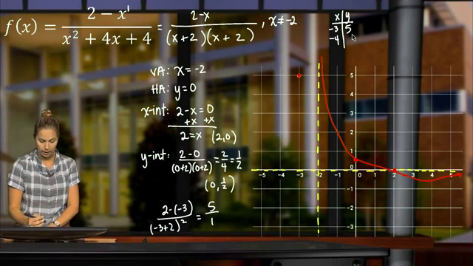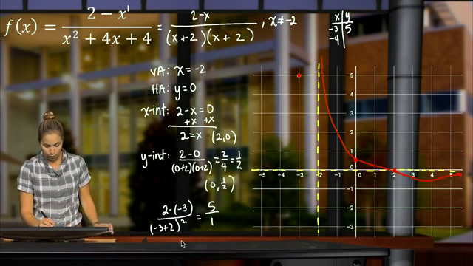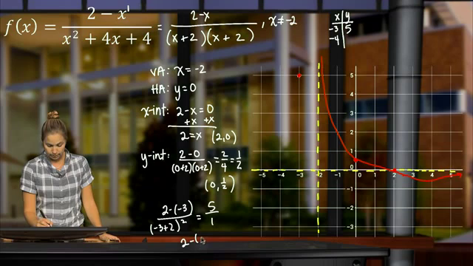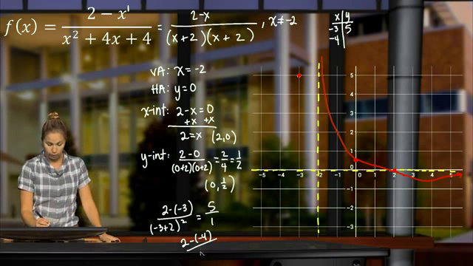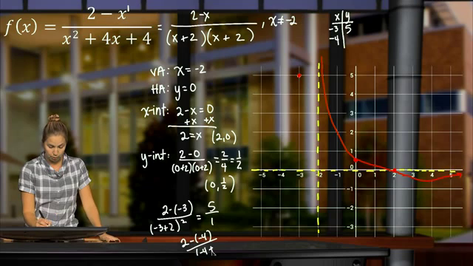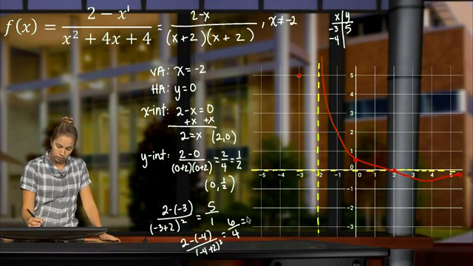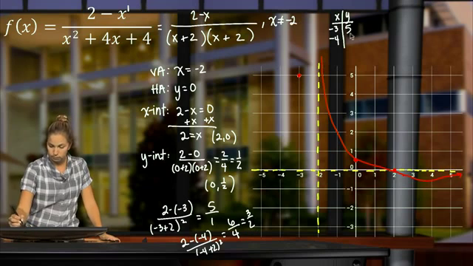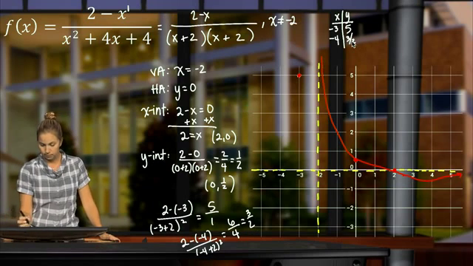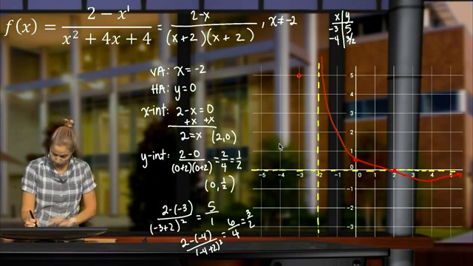And same thing for -4. We've got 2 minus -4. Can you guys see this? I know I'm at the bottom of this page here. Over -4 plus 2 squared. 2 minus -4 is 6. -4 plus 2 is -2. Squared is 4. So this is going to be 3 over 2, which is 1.5.